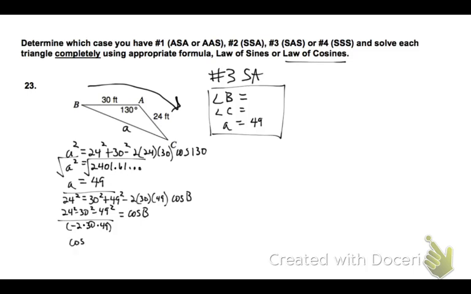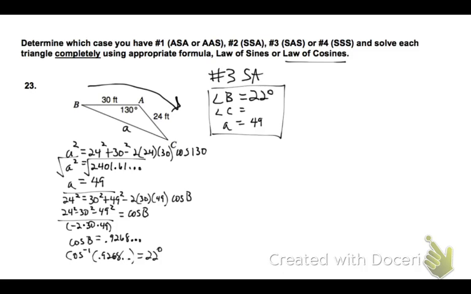So in your calculator, you should get about 0.9268 and some digits. And then use your inverse cosine button to find the angle. So if we round to ones place, we'll get 22 degrees. Okay, so we have found angle B.